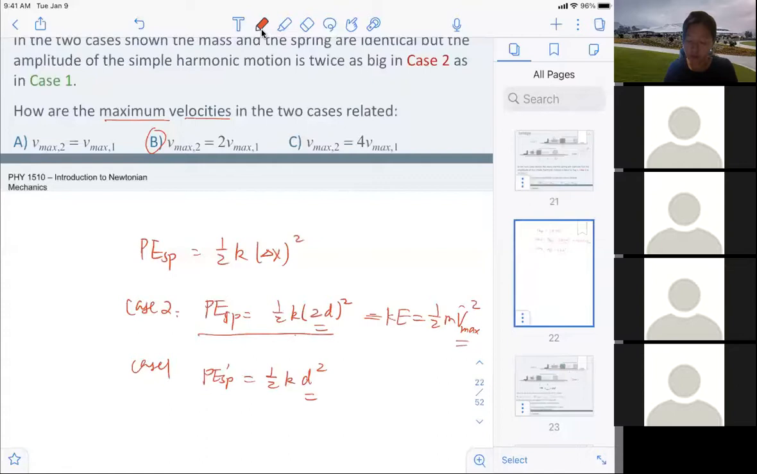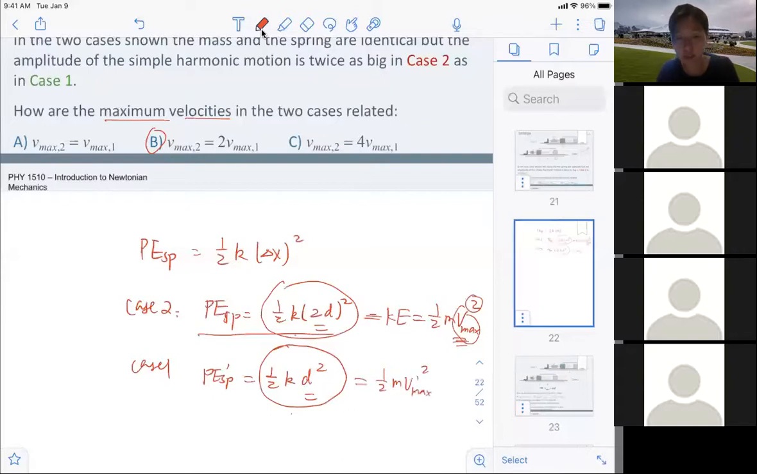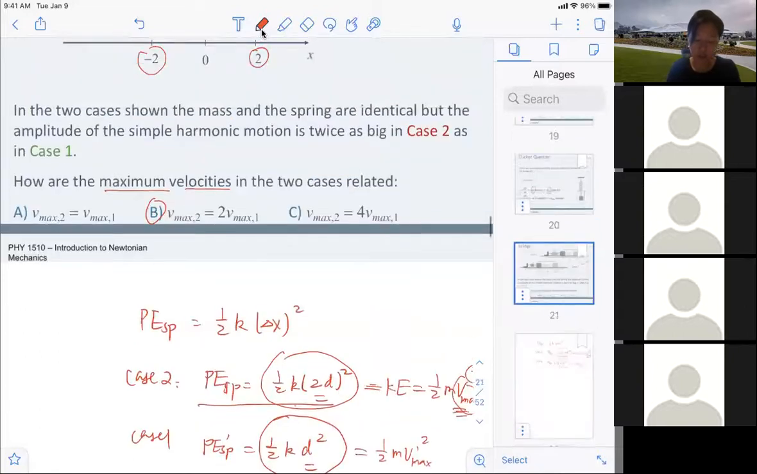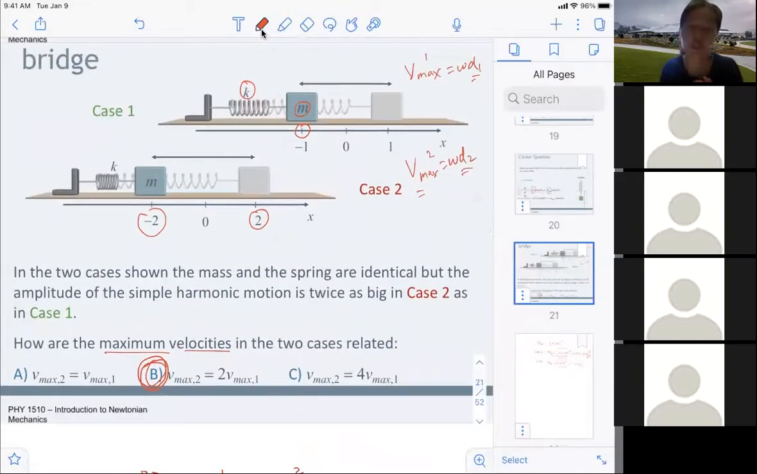So you can see velocity is also squared. So even though this is 4 times the potential here, because velocity is squared, my maximum velocity only doubles compared to my maximum velocity in case 1. Okay, so the answer would be B. Again, two different approaches to answer this question. Whichever approach you use would give you the same result.